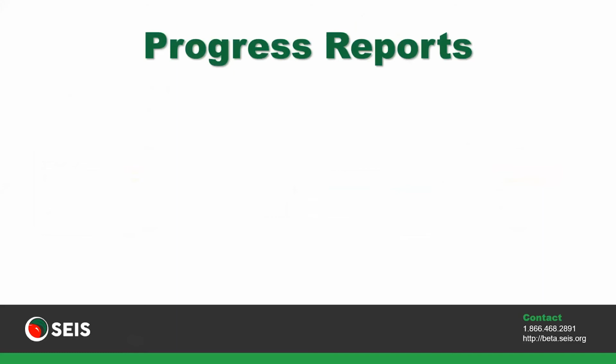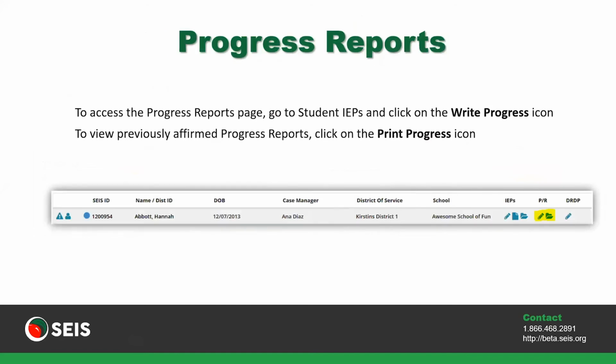Next, we'll just briefly go over progress reports and how to update progress on goals as well. So from that SEIS navigation bar, again, you will click on student IEPs, and then you will click on that right progress icon that you see highlighted under that progress report icon. If you want to view any previously affirmed progress reports, you can click on that folder icon to the right of it.